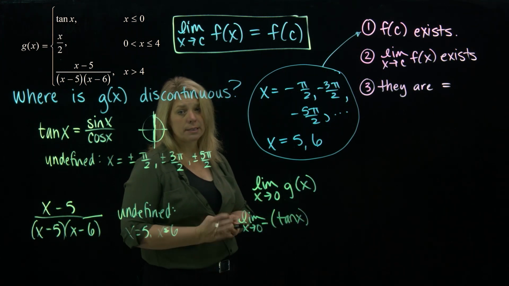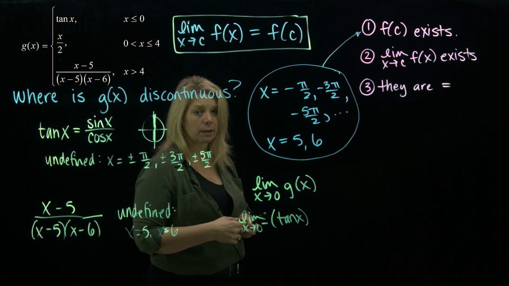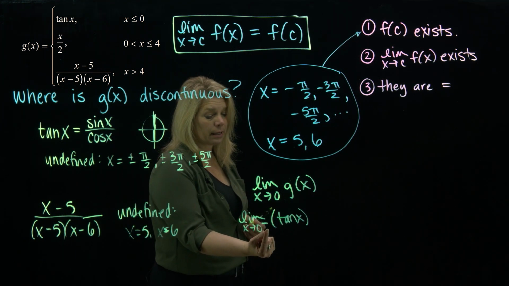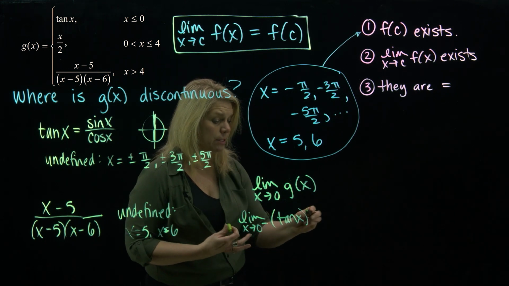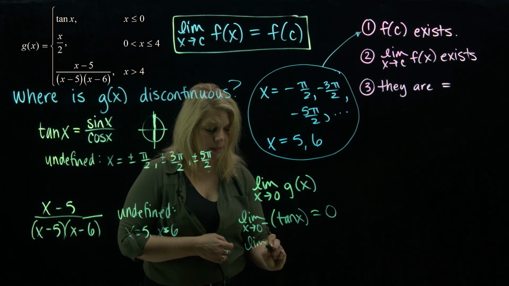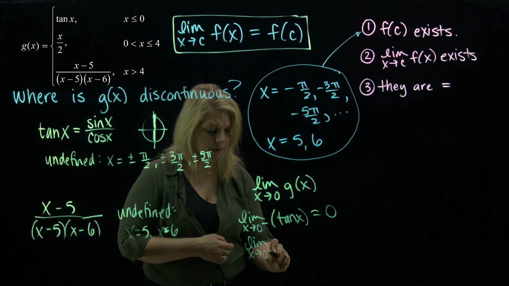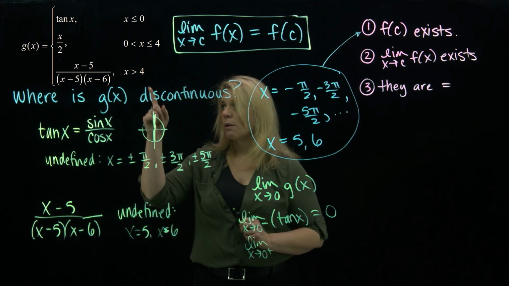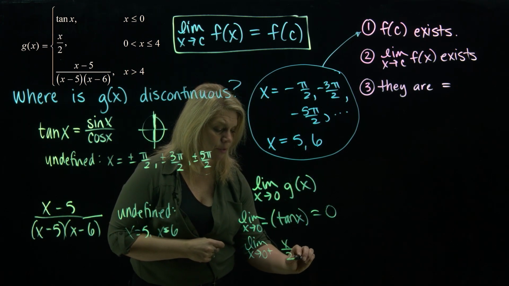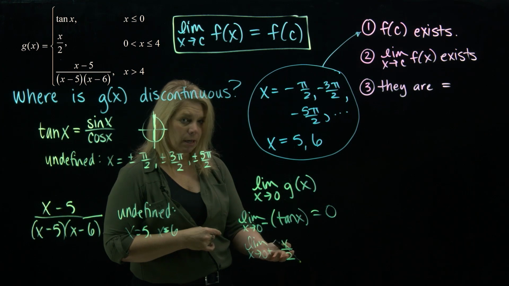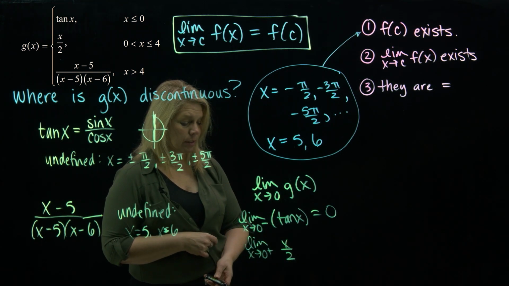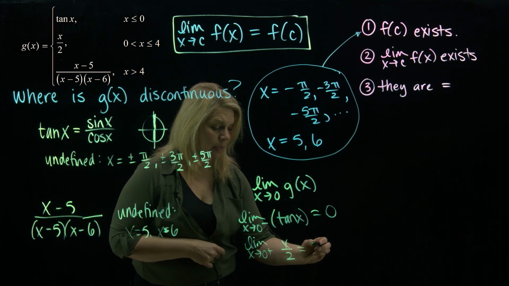Okay, x equals 0 is in the domain of the tangent function, so we can use a substitution shortcut theorem for transcendental functions to get that this limit is tangent of 0, which is 0. And then I need to consider the limit as x approaches 0 from the right. When we're on the right side of x equals 0, we're using this function, x over 2. Considering that limit, we have a polynomial function, so I can use a substitution shortcut theorem for that, and I get 0.